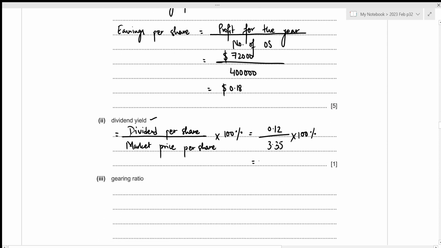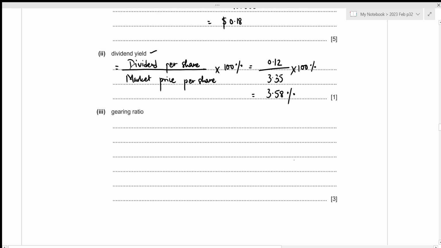Now the value for dividend yield is going to be 0.12 divided by 3.35 times 100%, which results in the value of 3.58%. Then we have our gearing ratio. The formula for gearing ratio is non-current liabilities divided by our capital employed times 100%. Let's have a look above.